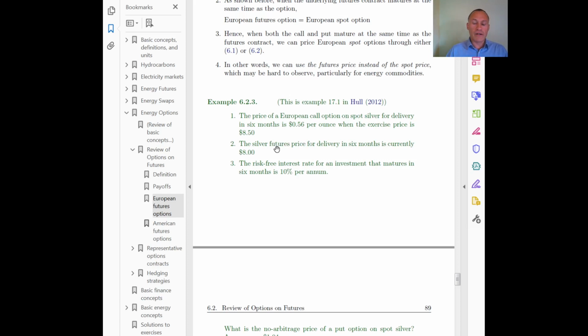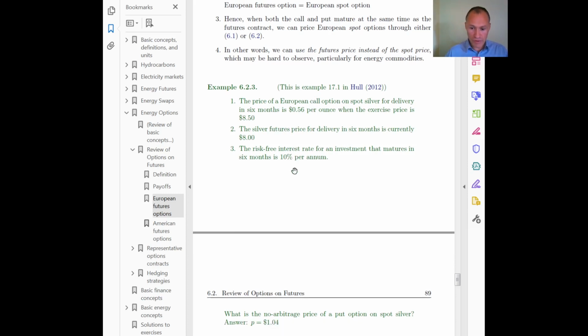And again, here it's the same advantage. Instead of using the spot price of silver, which is something that is not clearly defined, you're going to use the futures price on silver. This is the risk-free rate, and then you can use the put-call parity to find the price of the put option in this case.